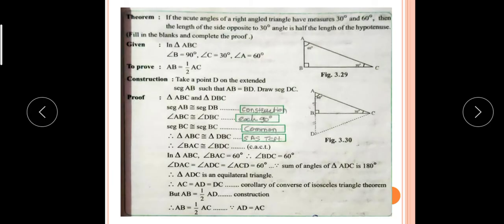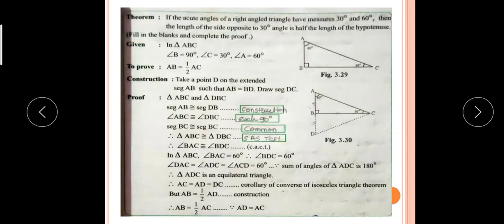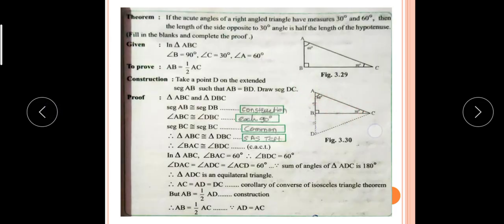Now the activity. With the help of figure 3.29, which one? This one. We have to prove that the side opposite to 60 is root 3 by 2 times the hypotenuse. Now all of you know what we proved in the theorem: we proved that AB is half of AC. By the Pythagoras theorem, AC square is equal to AB square plus BC square. But AB is half of AC, so substitute AB is equal to half of AC.